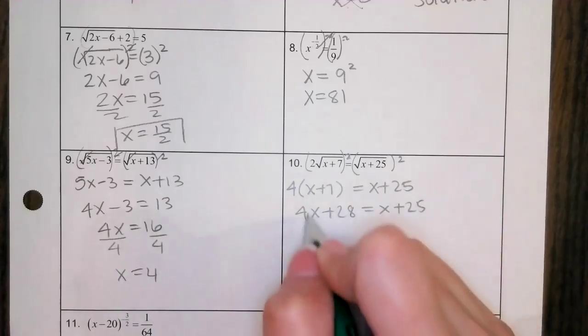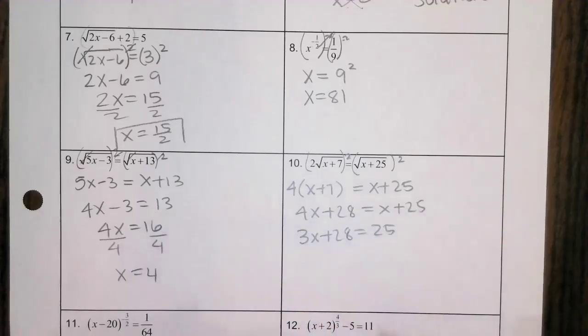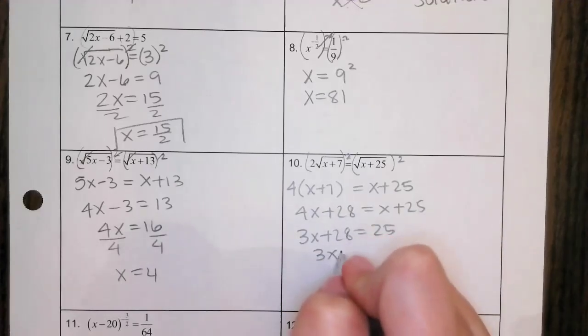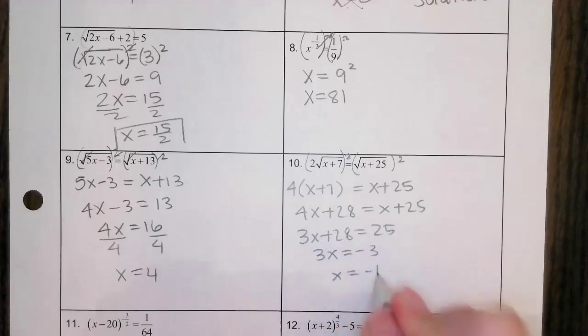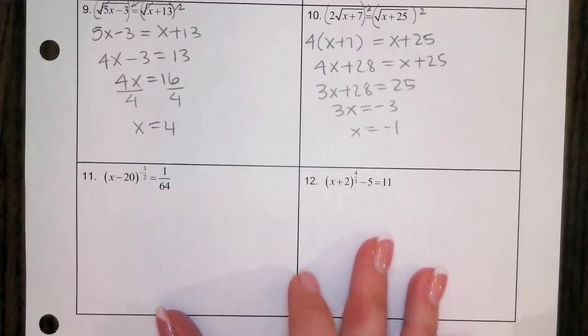I subtract my x to get it to the other side. I subtract my 28, and my x is negative 1. I plug it back in, verify that it works. All right, we're down to our last 2 here.